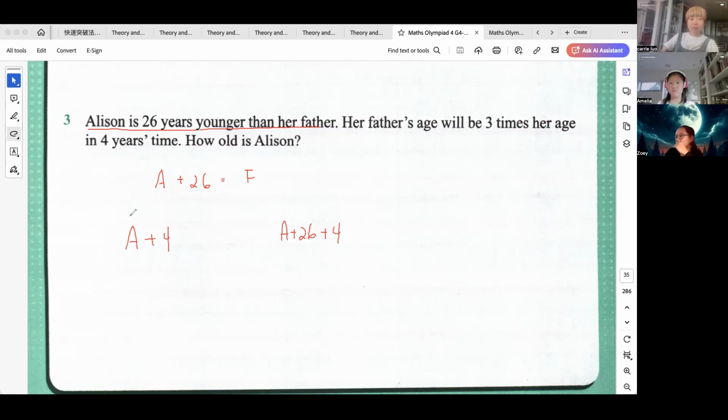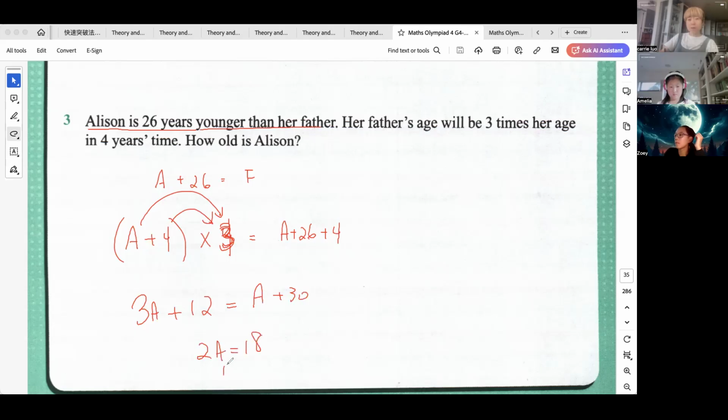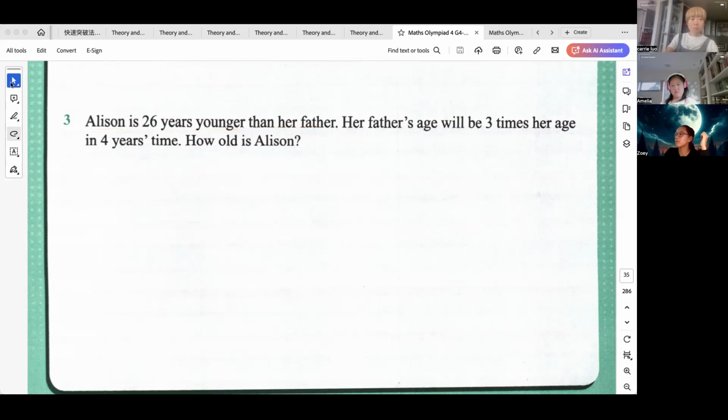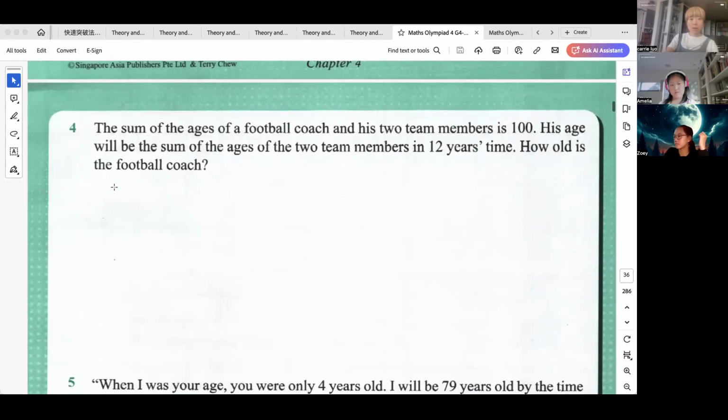So her father's age is 3 times her age. So Allison's age times 3 equals father. Oh, sorry, 3 times of her age, right? So 3A times out, plus 12 equals A plus 30, right? So 2A equals 18, so A equals 9. Get it? Zoe? Get it. Okay. Number 4.